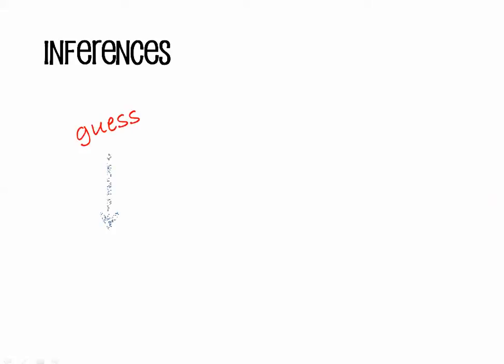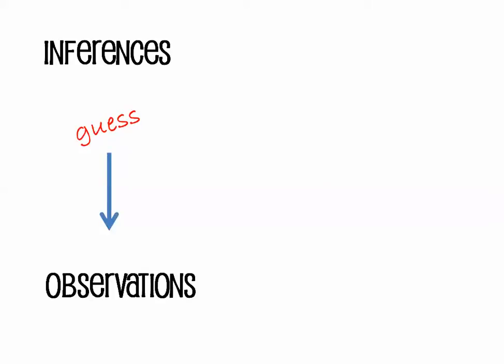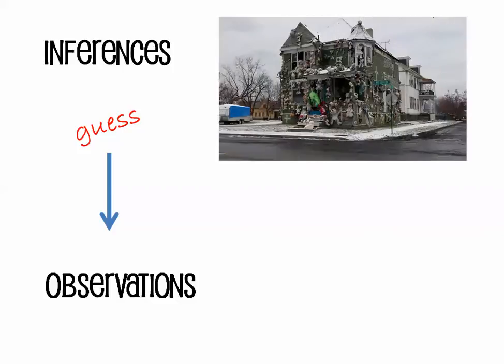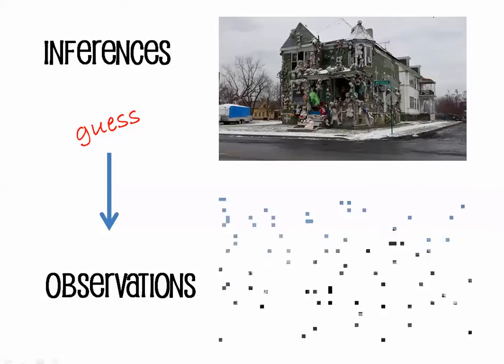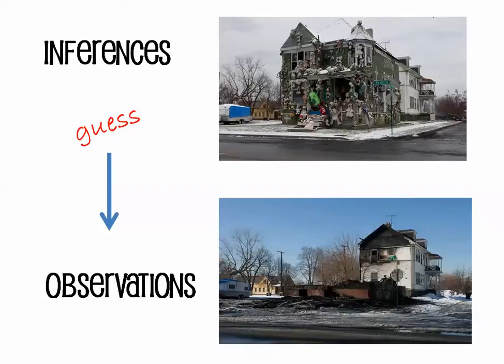Now, let's consider inferences for just a second. Inferences are kind of like guesses, hypotheses, maybe predictions. And we're going to use our observations to form those inferences. Here's an example. You drive by this house on your way home from school every day. The next day, you drive by the house and this is what you see. And you may even smell some smoke in the air.